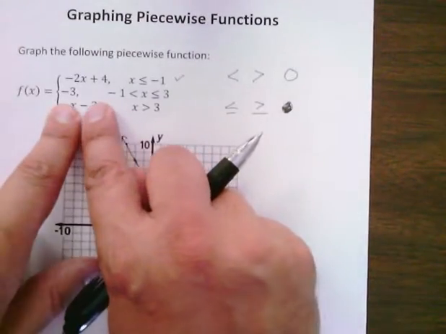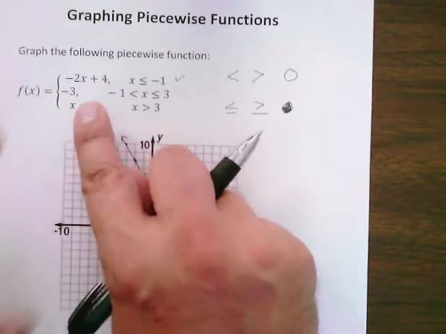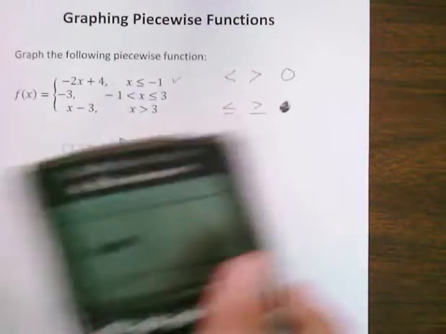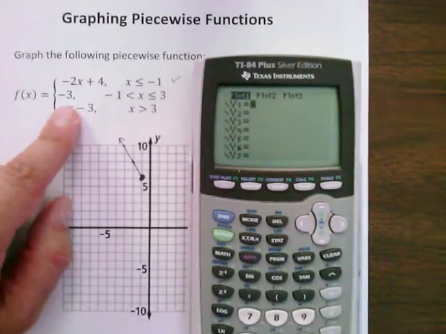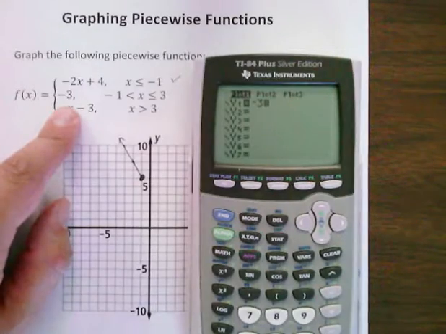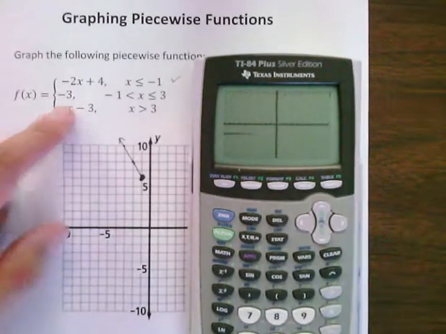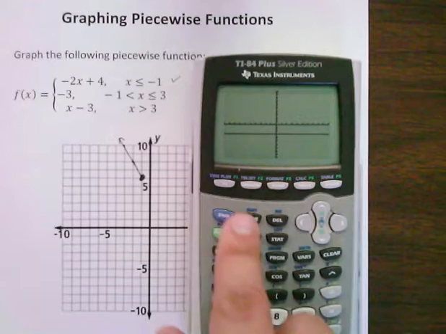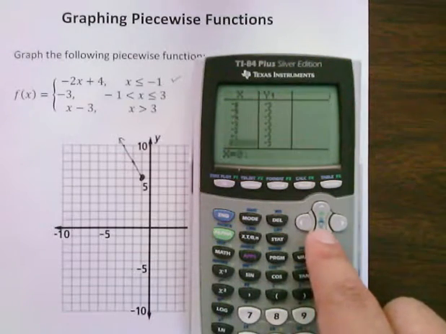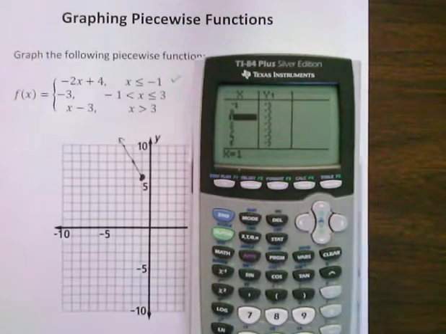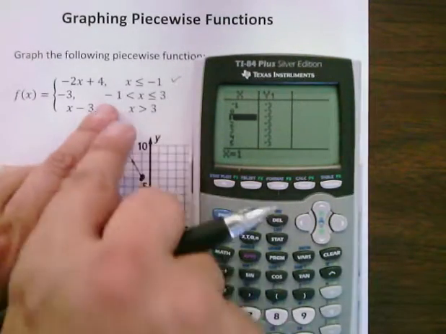So when I move on to the second piece of my piecewise function, it's just y equals negative 3. So I'm going to go back to my equation, clear out my old one, type in negative 3, and I can graph that to take a look at it. And I could go to my table, but instead of plotting all of the points in here, up and down, I wanted to pay attention to a certain piece.